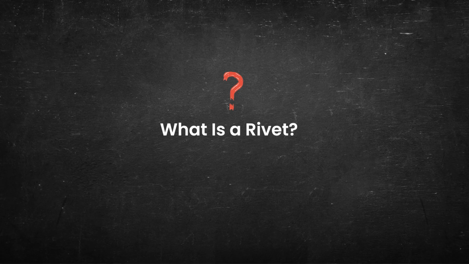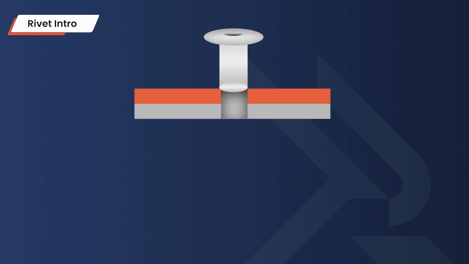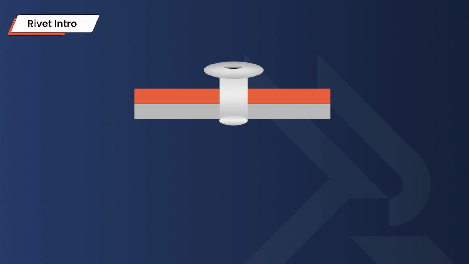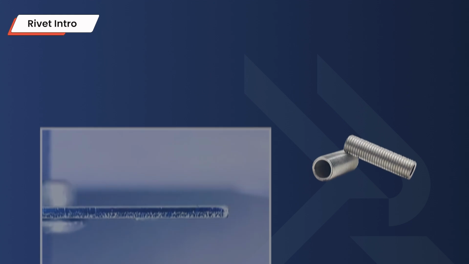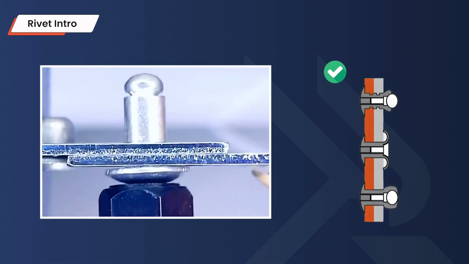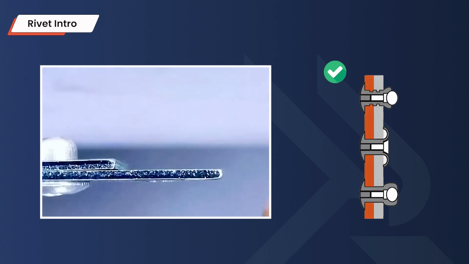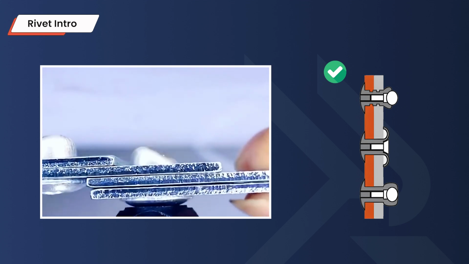What is a rivet? A rivet is a mechanical fastener used to join 2 or more parts together permanently. Most rivets have a head and a shank. The shank passes through the parts, and the opposite end is deformed, expanded, pulled, split, or driven to lock the joint. Unlike screws or bolts, rivets usually do not rely on threads. They hold parts mainly through mechanical deformation. That makes rivets useful for thin materials, vibration-resistant joints, and permanent assemblies.